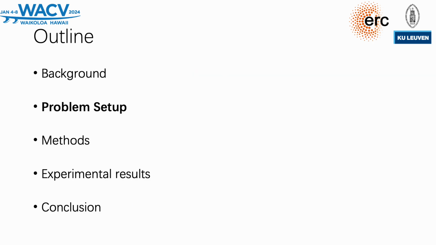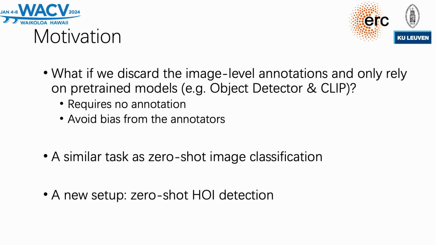In this work, we proposed a new problem setup. Even though weakly-supervised HOI detection can largely reduce the labeling cost and enhance robustness to label errors, it still needs image-wise annotations, which are costly to obtain and often noisy and incomplete. In this work, we aim to discard all human annotations and solve the challenging HOI detection task with only pre-trained models. In this way, we can avoid the bias from human annotators.